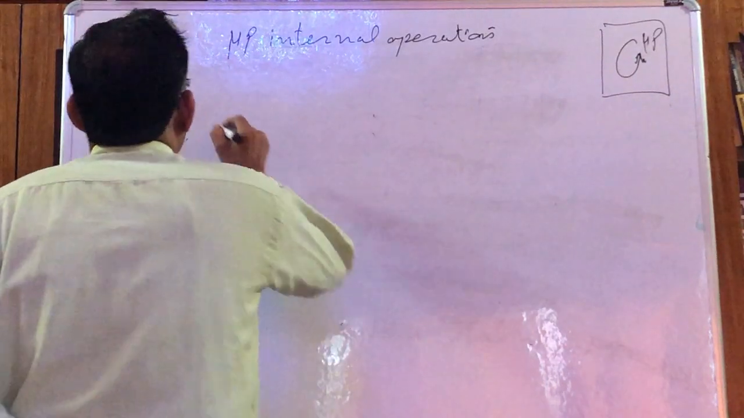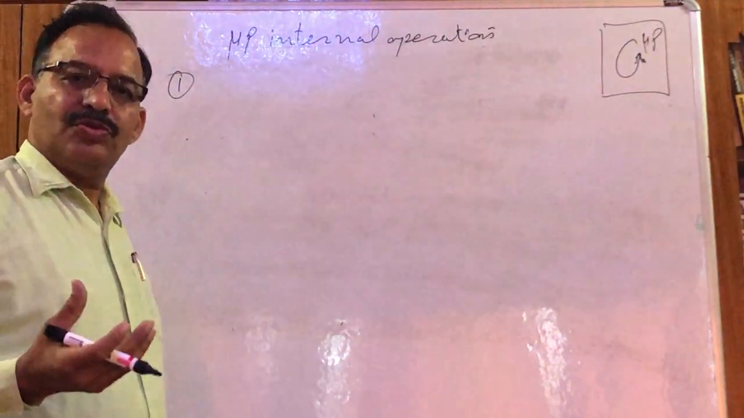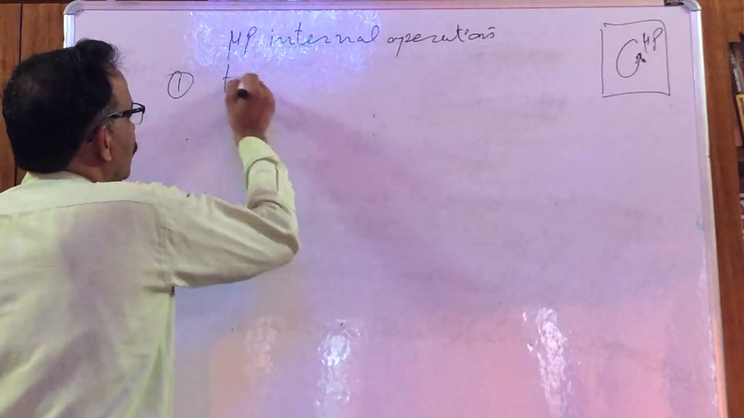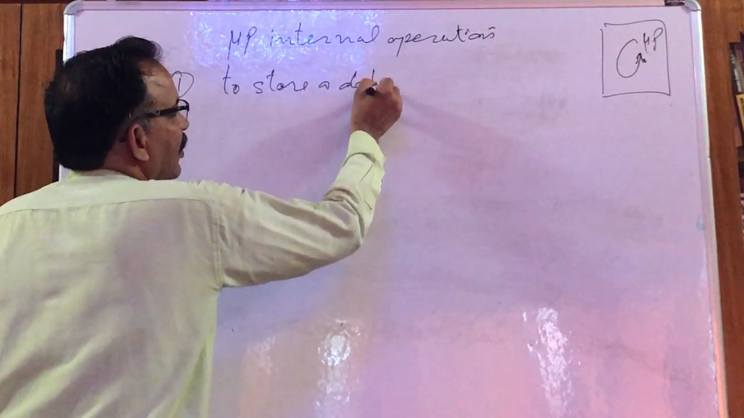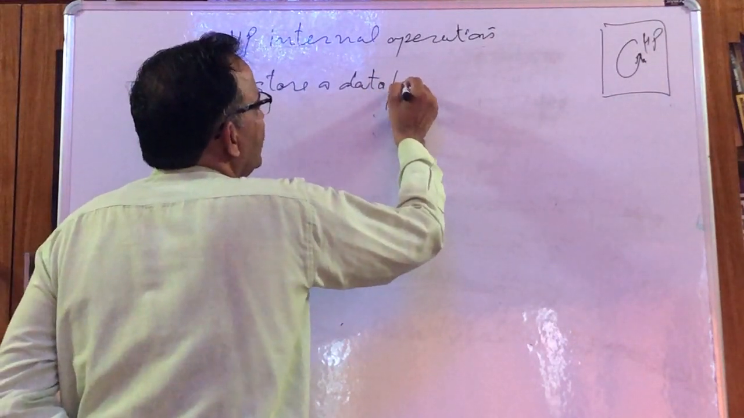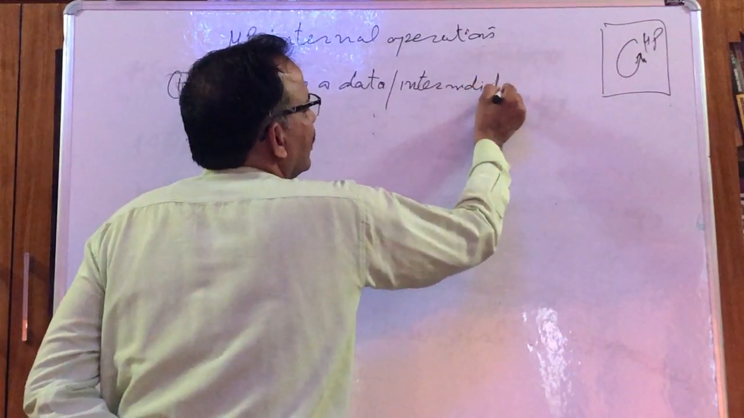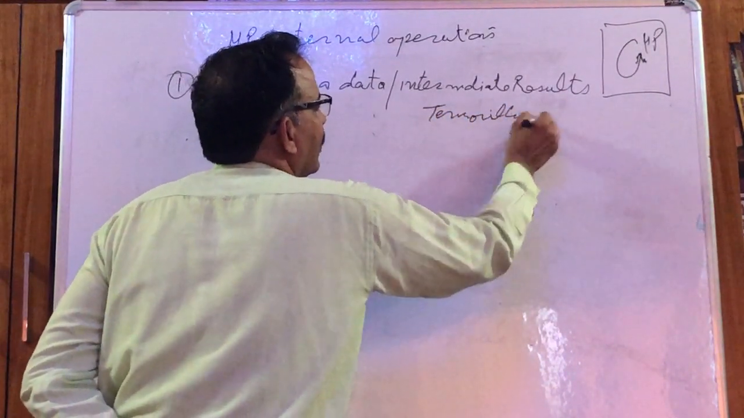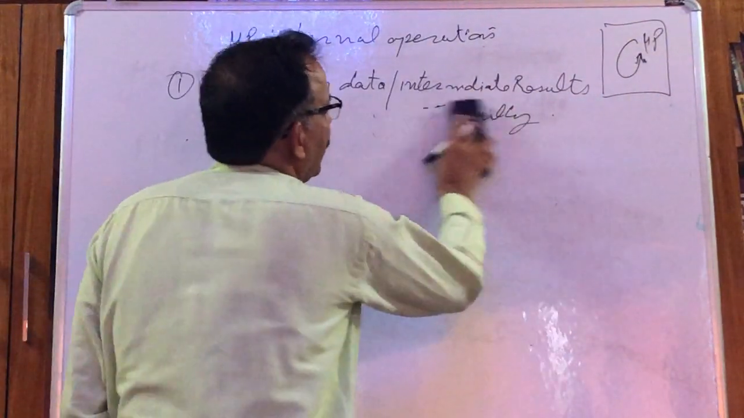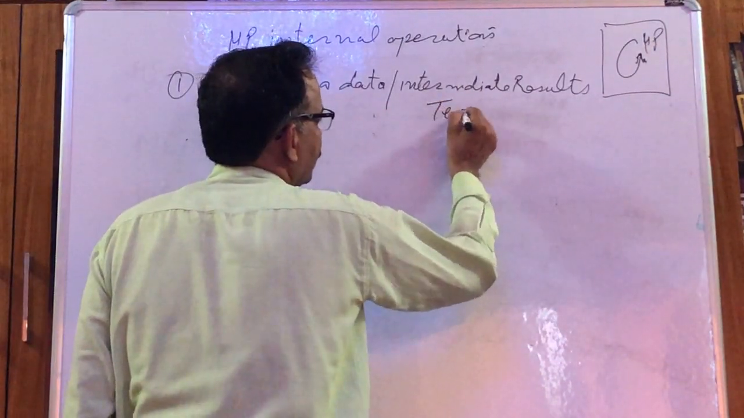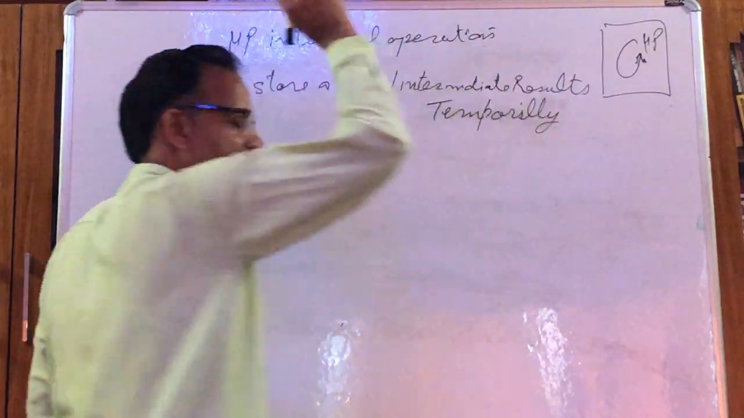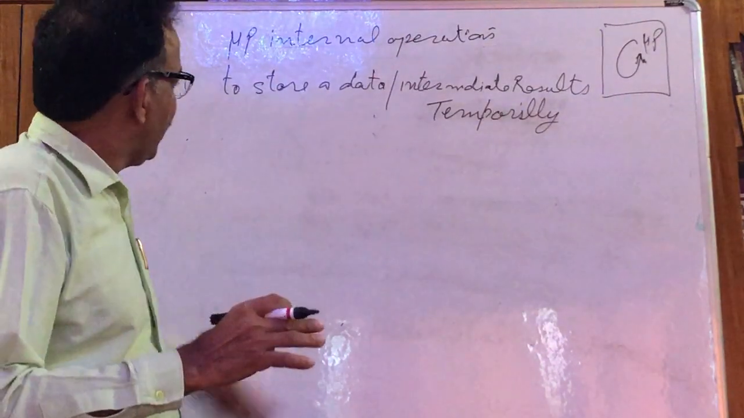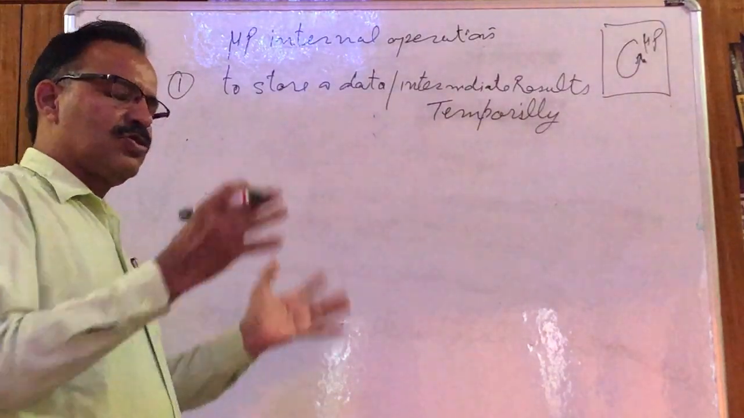Under this category, the first operation is to store data inside the microprocessor, data or internal intermediate results. This data is to be stored temporarily. If we are talking about 8085, then the 8-bit data is to be stored internally temporarily. That data may be the data or the intermediate results, and it is to be stored somewhere.